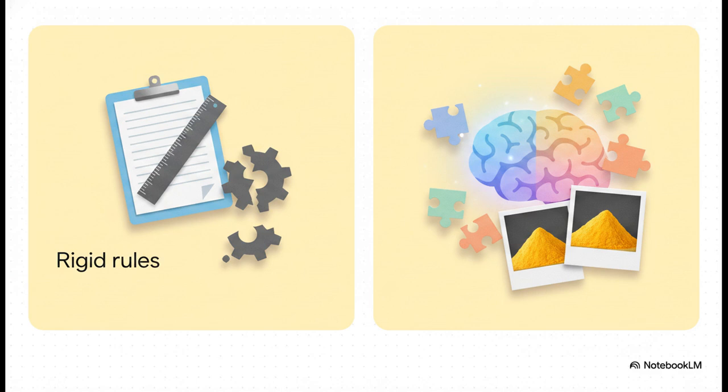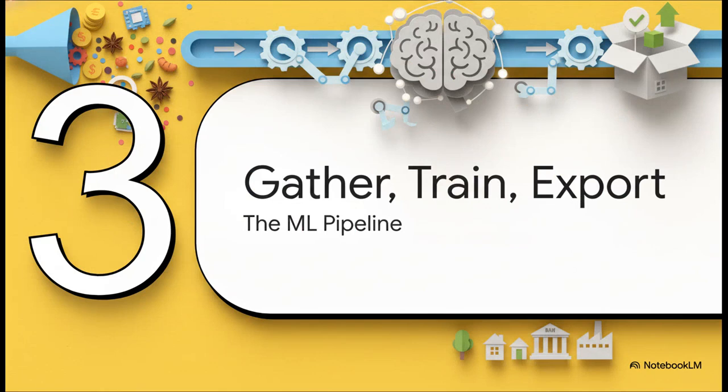The new way, machine learning, uses examples. You just show the computer 50 photos and say, these are haldi. The computer figures out the rules and the patterns entirely by itself. It's adaptable. Let's move on and see how this builds into our next section. Chapter 3, Gather, Train, and Export, the Machine Learning Pipeline.